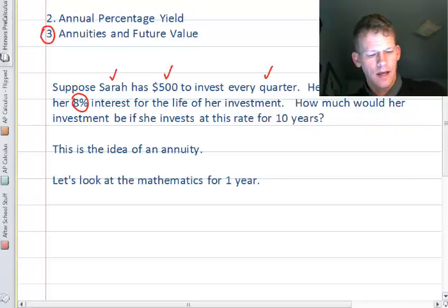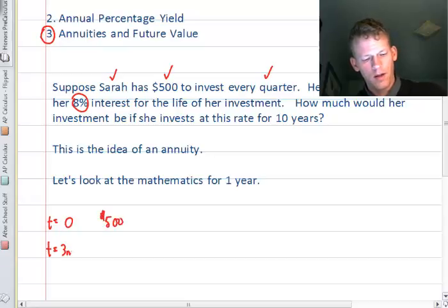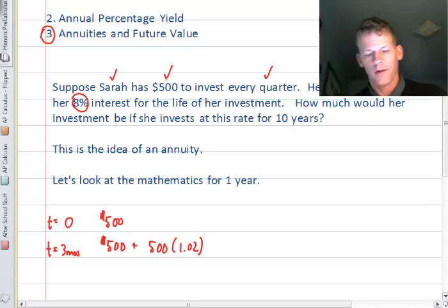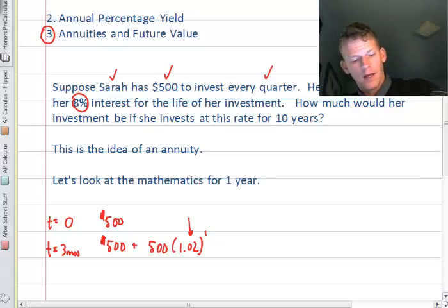So let's look at the idea of this. It starts out where on day one, at time equals 0, she puts her $500 in. Then at time equals, let's say, 3 months, she puts her 500 in again, but she's had in the account 500 times 1.02 to the first power. The reason it's the first power is because it's the first quarter. The reason it's 0.02 is because it's 8% divided by 4 for 4 quarters.